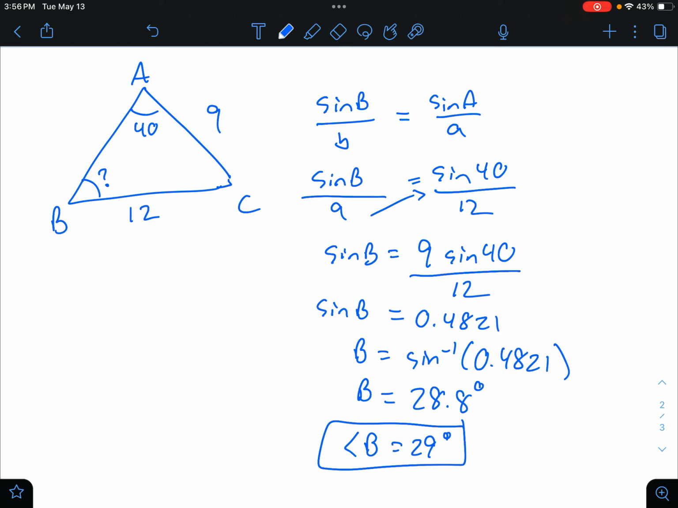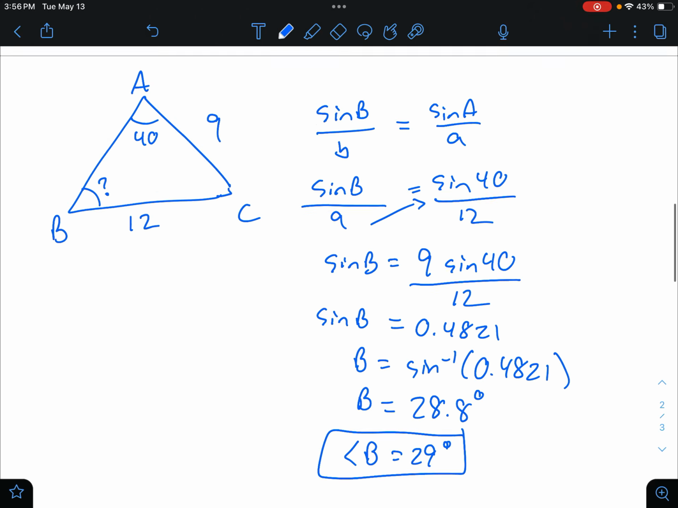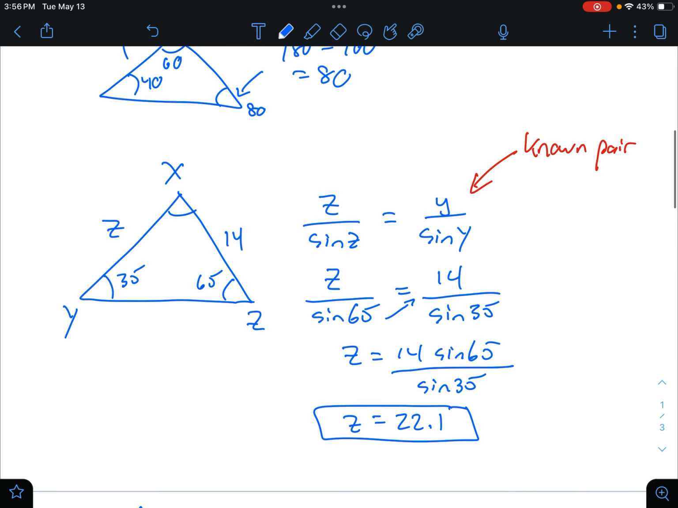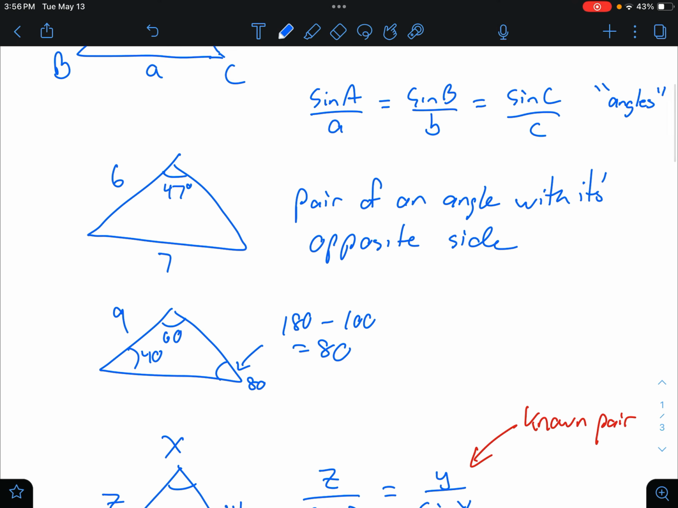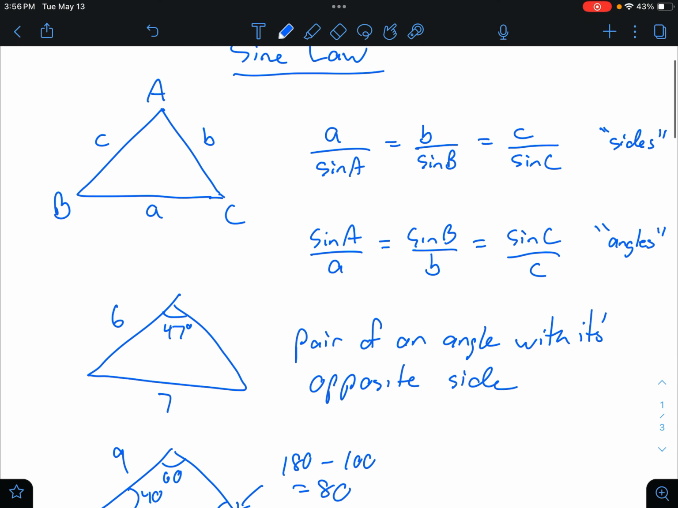So again, every single time you do a sine law question, what you want to do is have your mystery value or your variable be in the upper left corner, and fill in 3 out of 4 pieces in the formula. If you set it up the right way, every single time it's a cross multiplication, and then you basically solve it. So this is, like I said, a quick example. This is how I found an angle. The example above was how I found a side. And what you're always looking for is a pair of an angle with its opposite side.